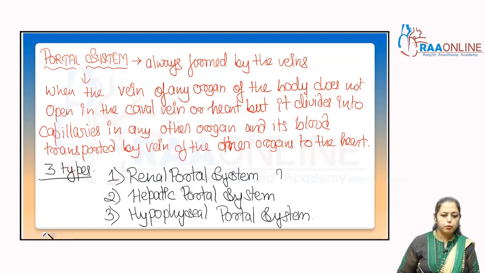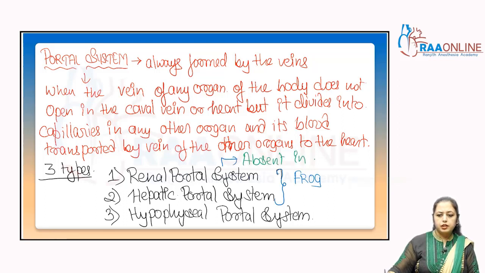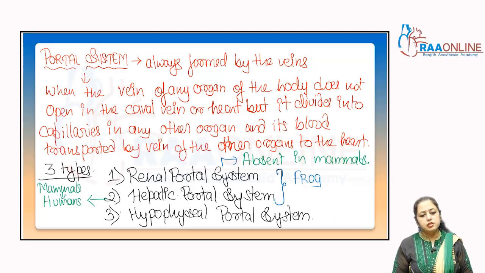These types of portal system are present in the frog, right, but the renal portal system is absent in mammals, especially in human beings, right. In mammals, specifically in human beings, only the hepatic portal system is present. Clear?